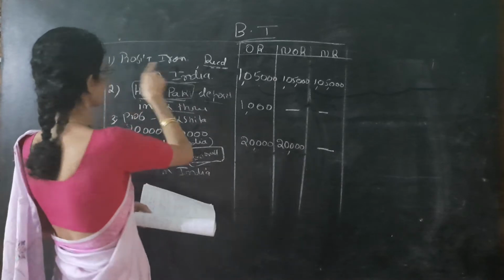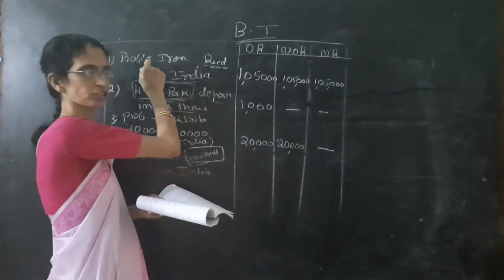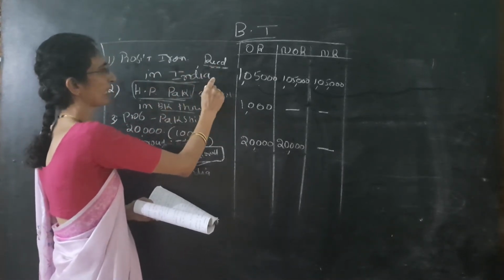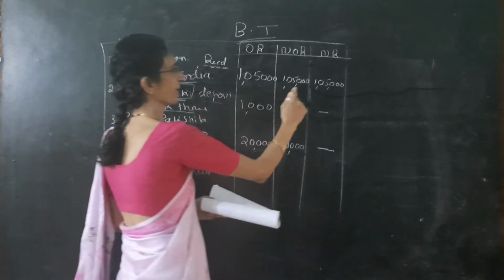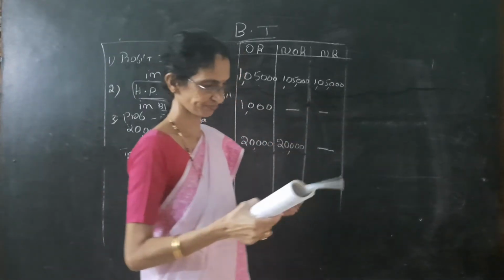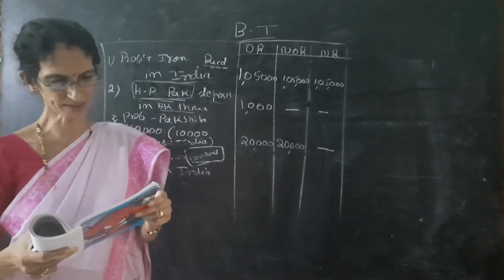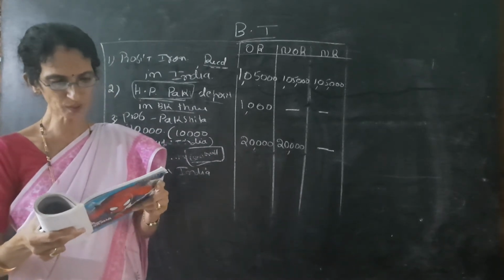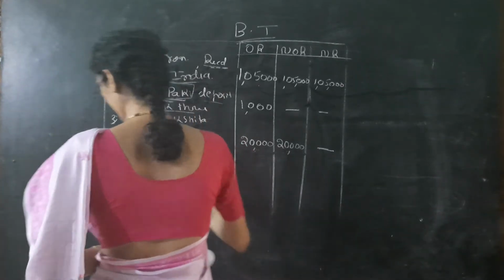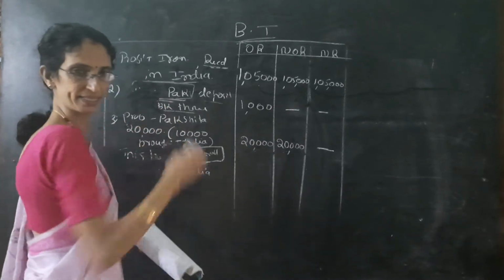So here we are writing just the transactions as they are. However the question is given, we write it the same way, and we write the amount here. Next one is accrued in India. The next transaction is accrued in India.